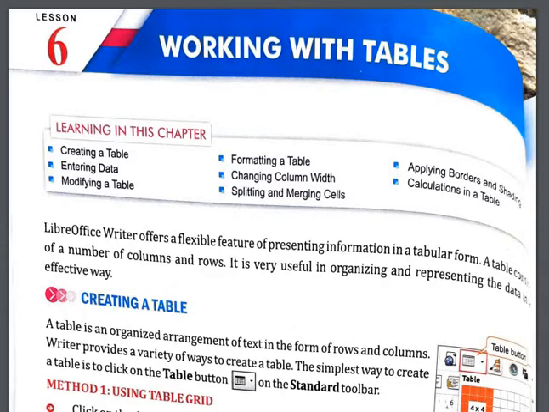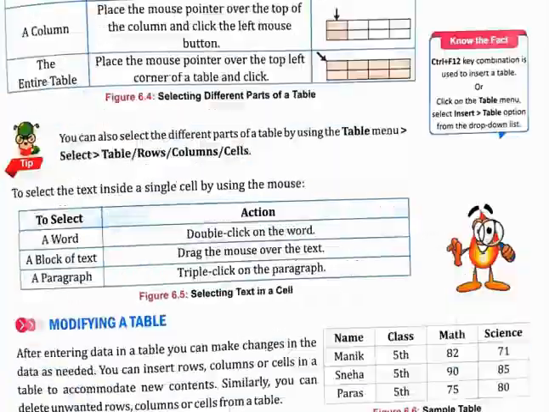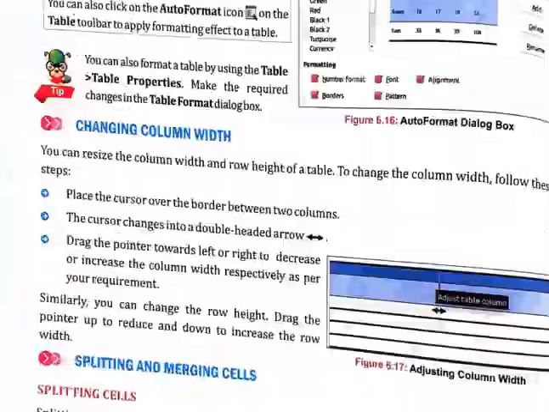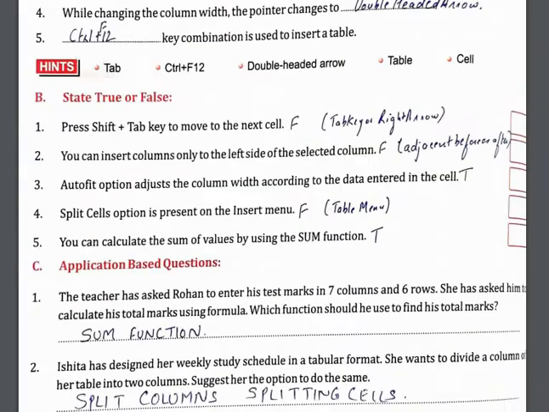This is the question answer series of class 5. This is chapter 6, working with table. If you want the full chapter, then please go to the playlist section and check for the class 5 playlist. This video consists of only the back question and answer series of class 5 chapter 6, working with the table. Let's begin and go directly to the back question and answers.